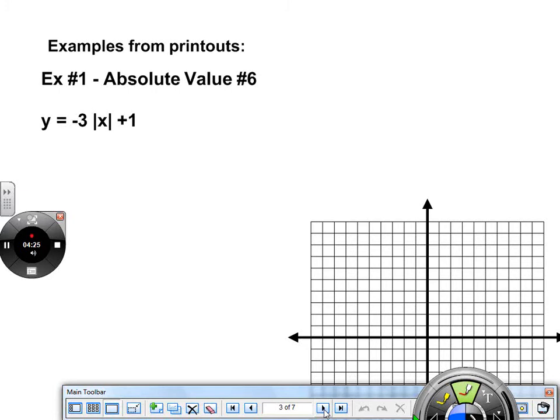Okay? So 3 things are happening in this equation. There's a 3 that's multiplying, there's a negative that's multiplying, and there's a plus 1. Okay? But we said we're going to start with horizontal stuff, then we're going to do vertical stuff. So first, what horizontal stuff do we have to do?